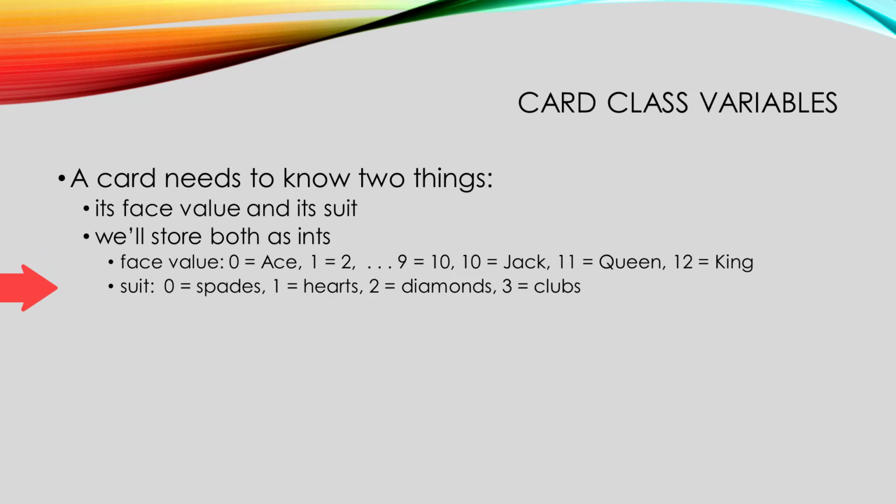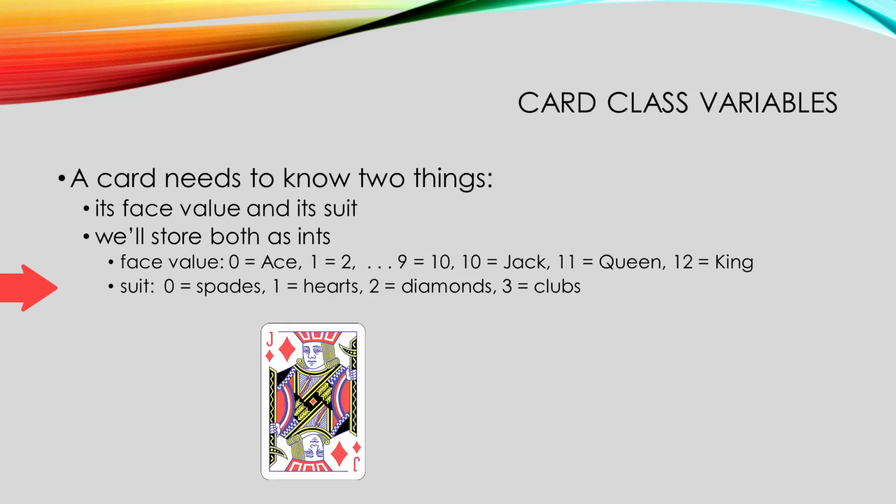Similarly, we'll store the suit as an integer, with 0 meaning spades, 1 meaning hearts, 2 meaning diamonds, and 3 meaning clubs. So, as an example, the jack of diamonds will have a face value of 10 and a suit of 2. In our code, you can see that there are two instance variables, suit and face value.